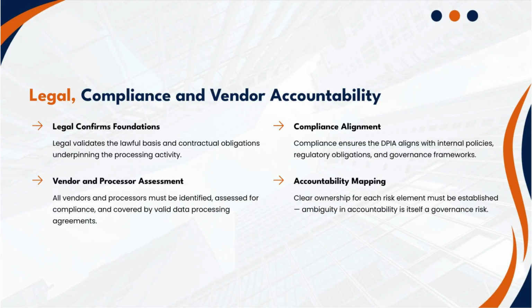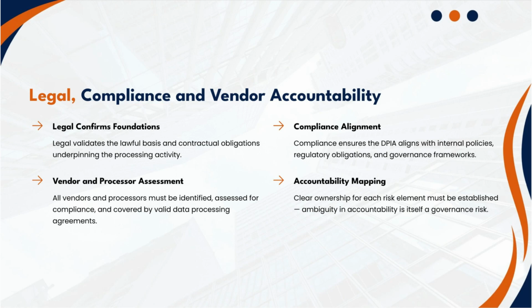Now let's widen the circle a little, because in the real world, your processing rarely happens inside your four walls alone. Legal, compliance, and vendors all play a role, and accountability has to be crystal clear. Let me walk you through why. Start with legal and compliance. They help confirm your lawful basis, interpret regulatory nuances, and make sure your DPIA holds up if challenged. Think of them as your safety net for the tricky judgment calls. It's always better to loop them in early than to scramble later.